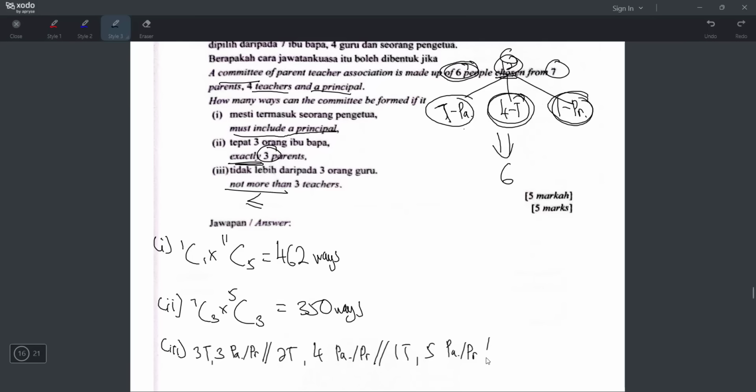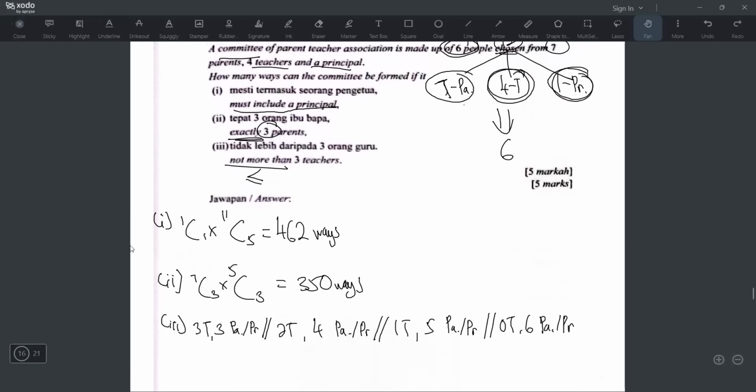Okay, what about 0 teacher? Is it possible? Possible also. If it's 0 teacher, then it will be all 6. To make 6, all 6 will be parents or principal. It means there is not a single teacher. 0 teacher. Okay. And I think that's all. These are all the options.